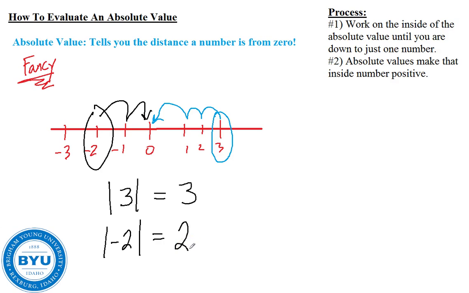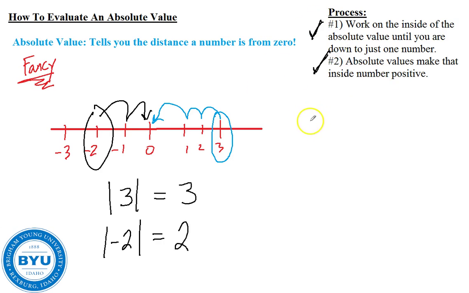Now, distance is always positive. There's no such thing as negative distance. You wouldn't say, hey, my house is -2 miles from here. No, we don't have negative distance. Distance is always positive. So what an absolute value does is make it positive. An absolute value makes the inside number positive.